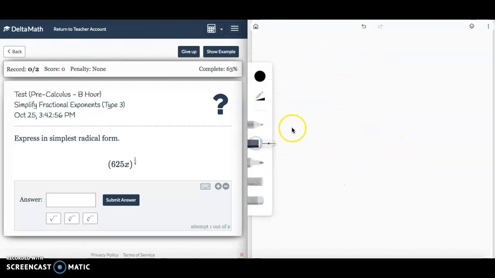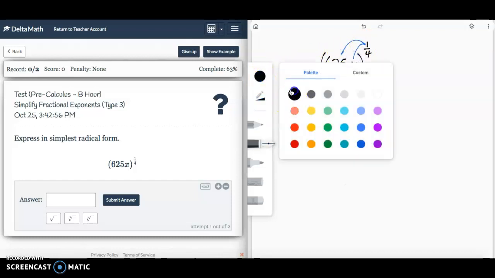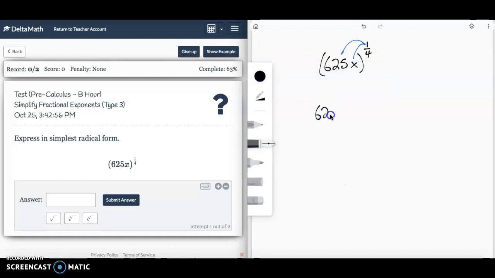Okay, in this one we've got 625x to the 1/4. I look and I see that I have multiple things inside my expression. Can I distribute the exponent? Absolutely, because I don't have addition or subtraction happening inside of those parentheses. So I have 625 to the 1/4 and then x to the 1/4. But I know that I can rewrite these, because it'll be writing power over index. So I'll have 625 to the 1st power, and then my index is the 4th root.